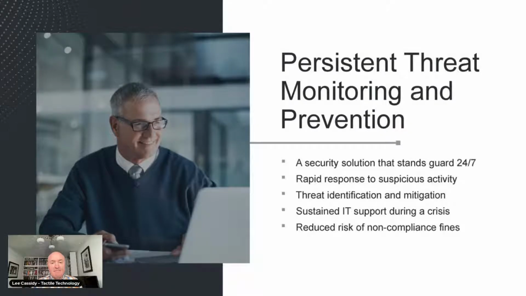So what we're trying to do is prevent these things happening. But one of the key things is having some kind of monitoring in place. And we're going to talk about the difference between EPP and EDR in a second. But the key thing is monitoring and understanding what's happening, being able to respond to any suspicious activity, being able to identify the threat itself, and also carry out some mitigation strategy to stop that threat, and also then to have some kind of sustained IT support for the individual or individuals impacted throughout this situation, this crisis that's been generated from this attack.